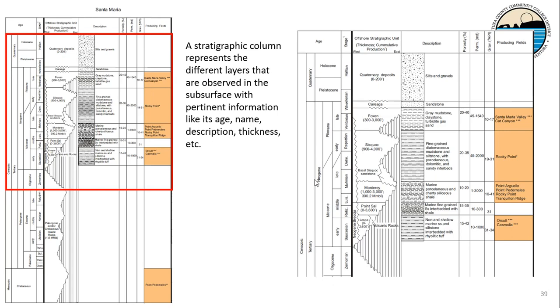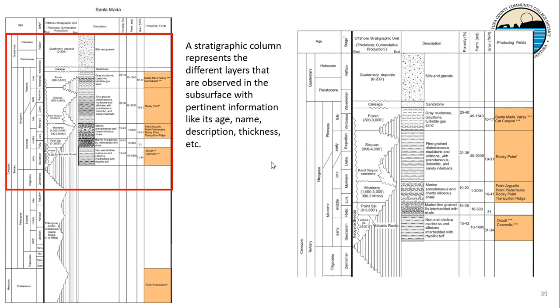So what does this mean in the grand scheme of things? Throughout the semester, we're going to talk about what a stratigraphic column is, and we're going to show examples of that. But in the context of depositional environments, I'll just give you a brief overview. A stratigraphic column represents the different layers that are observed within the subsurface, with pertinent information like what we call it, what the descriptions are, how thick it is, what the age is, and what type of stratigraphy we would see there. All of these things are in a stratigraphic column.